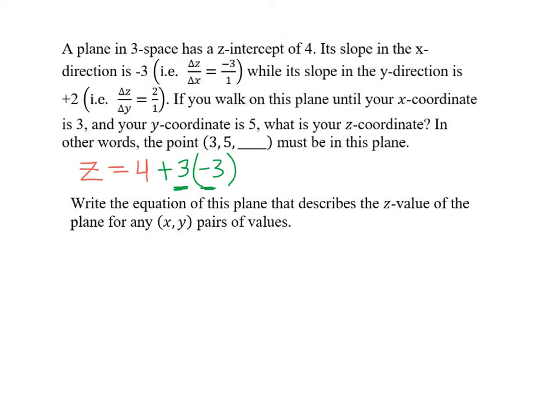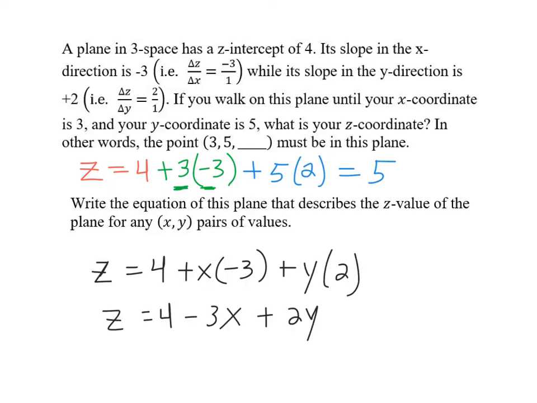And what we need to know is what z is, right? And then we added 5 in the y direction times 2 to figure out how much of our z is going to change. And that left us at 5. Okay, so take what we just did right here and apply that to any xy pair, and you should have the equation. Pause the video, see if you can get it.